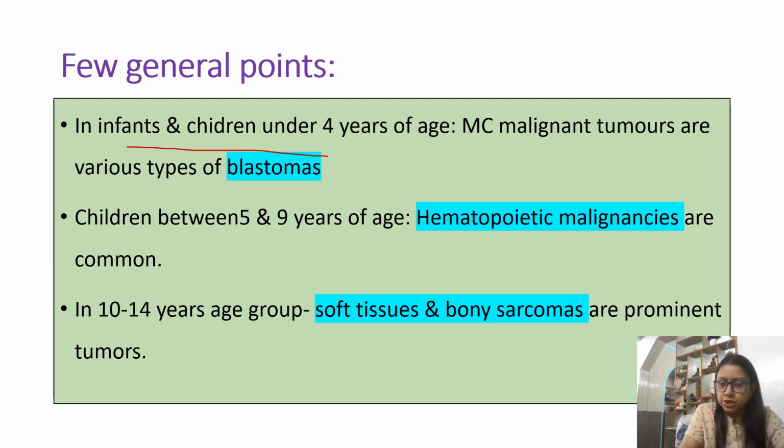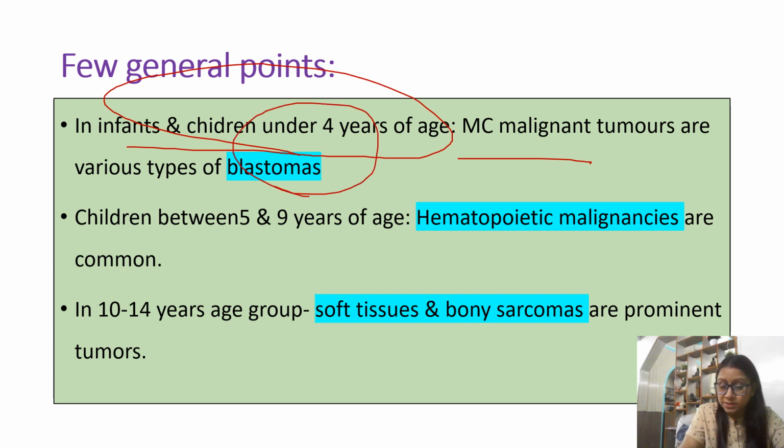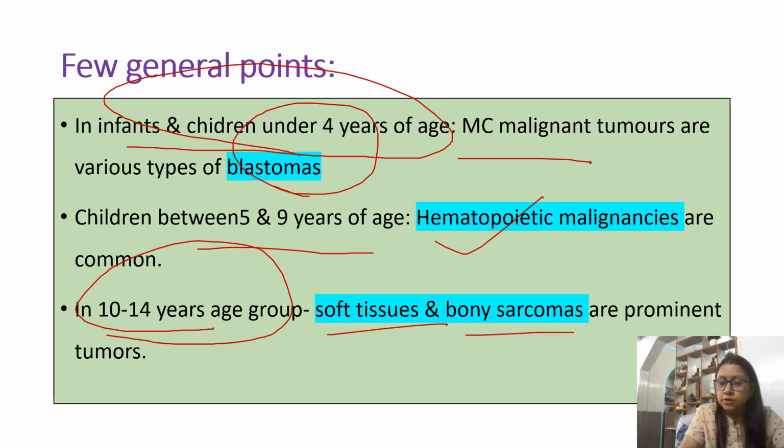So now a few general points to remember. In infancy and children under 4 years of age, your most common malignant tumors are various types of blastomas. Between 5 to 9 years, it is your hematopoietic malignancies like acute lymphoblastic leukemia. In the age group of 10 to 14, the soft tissue or bony sarcomas are more prominent. So these are important to remember.